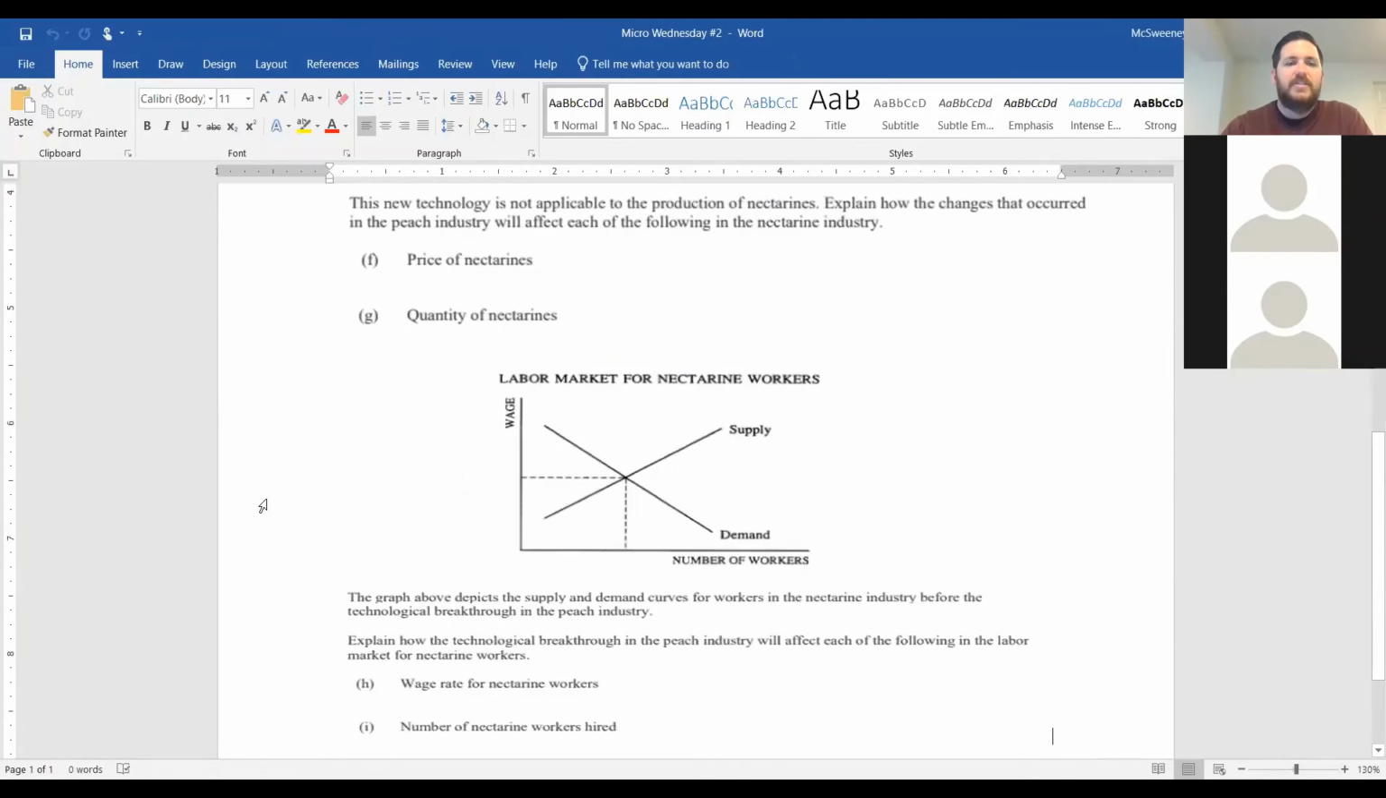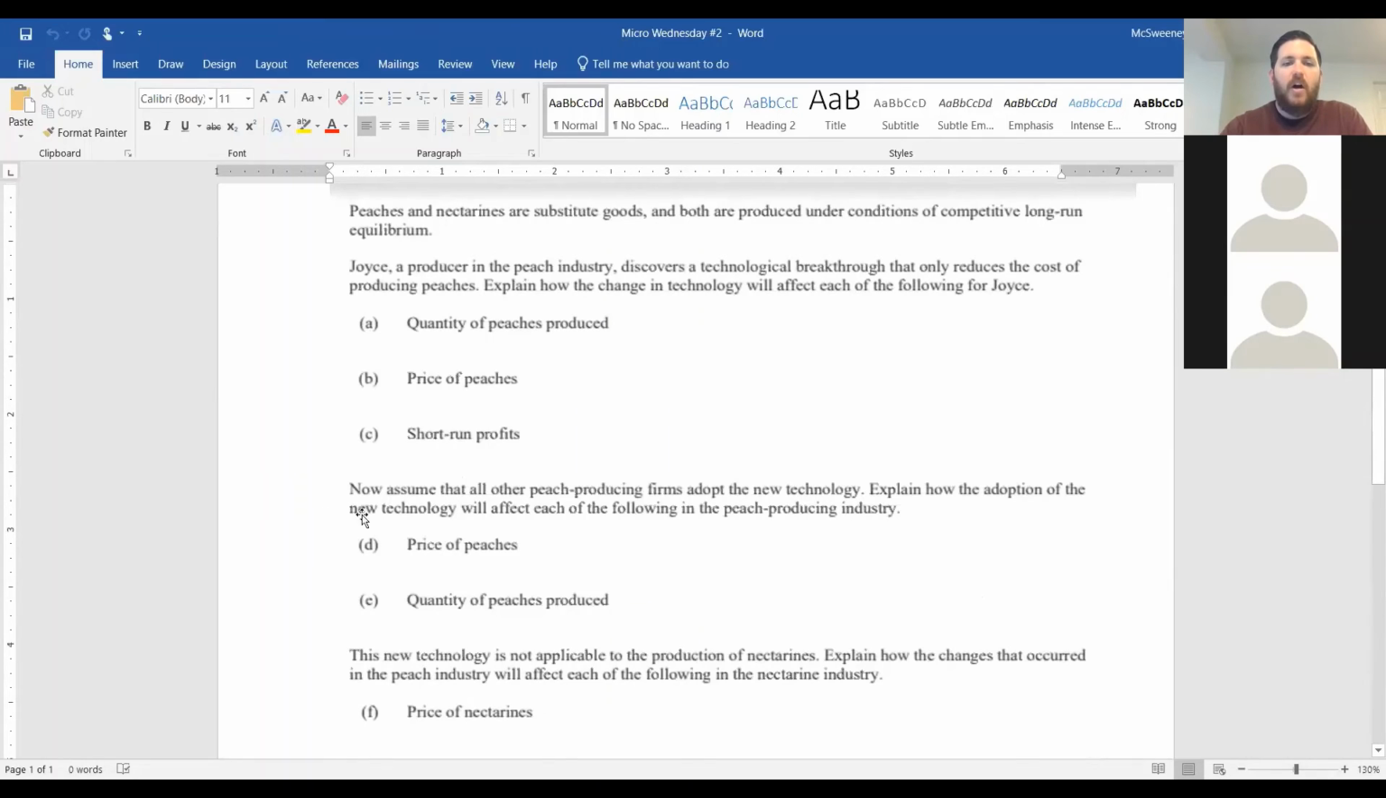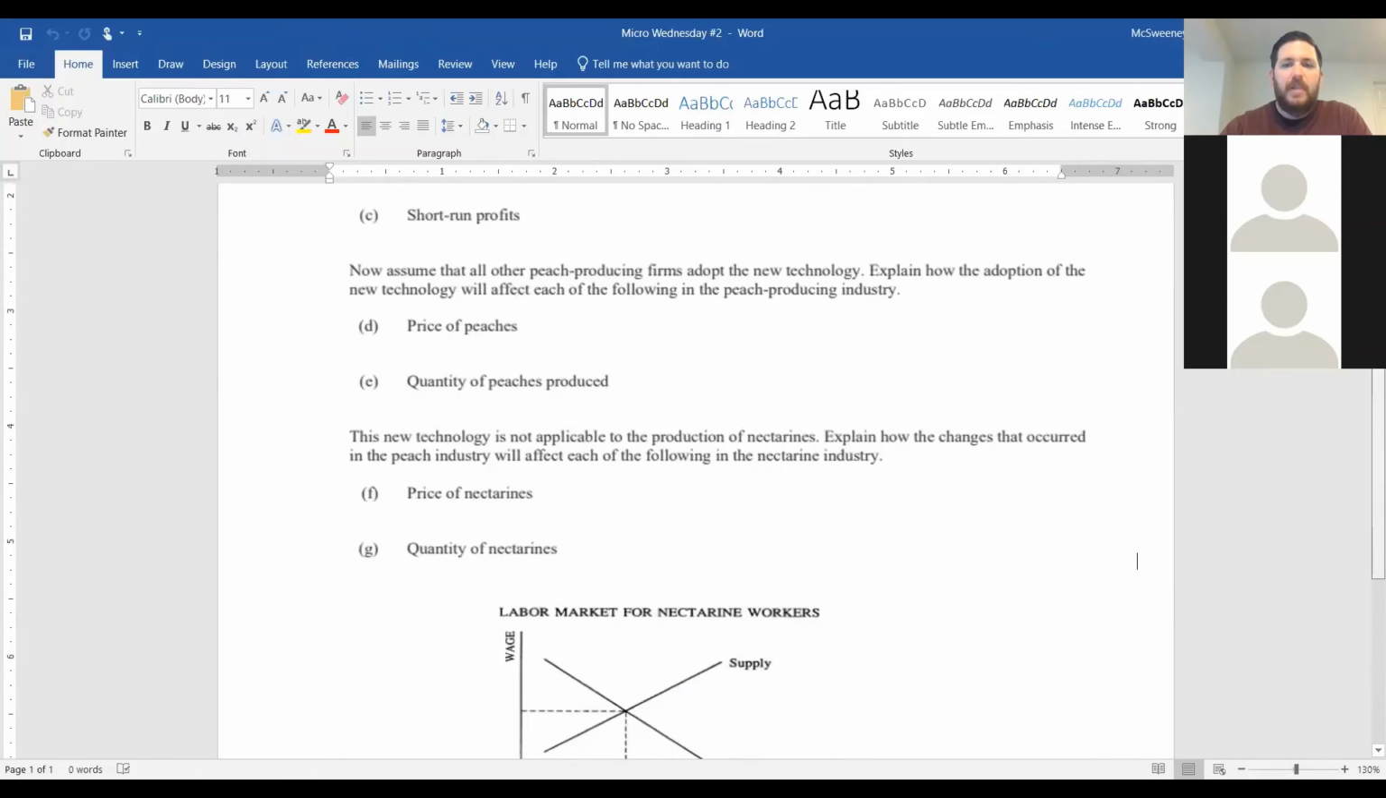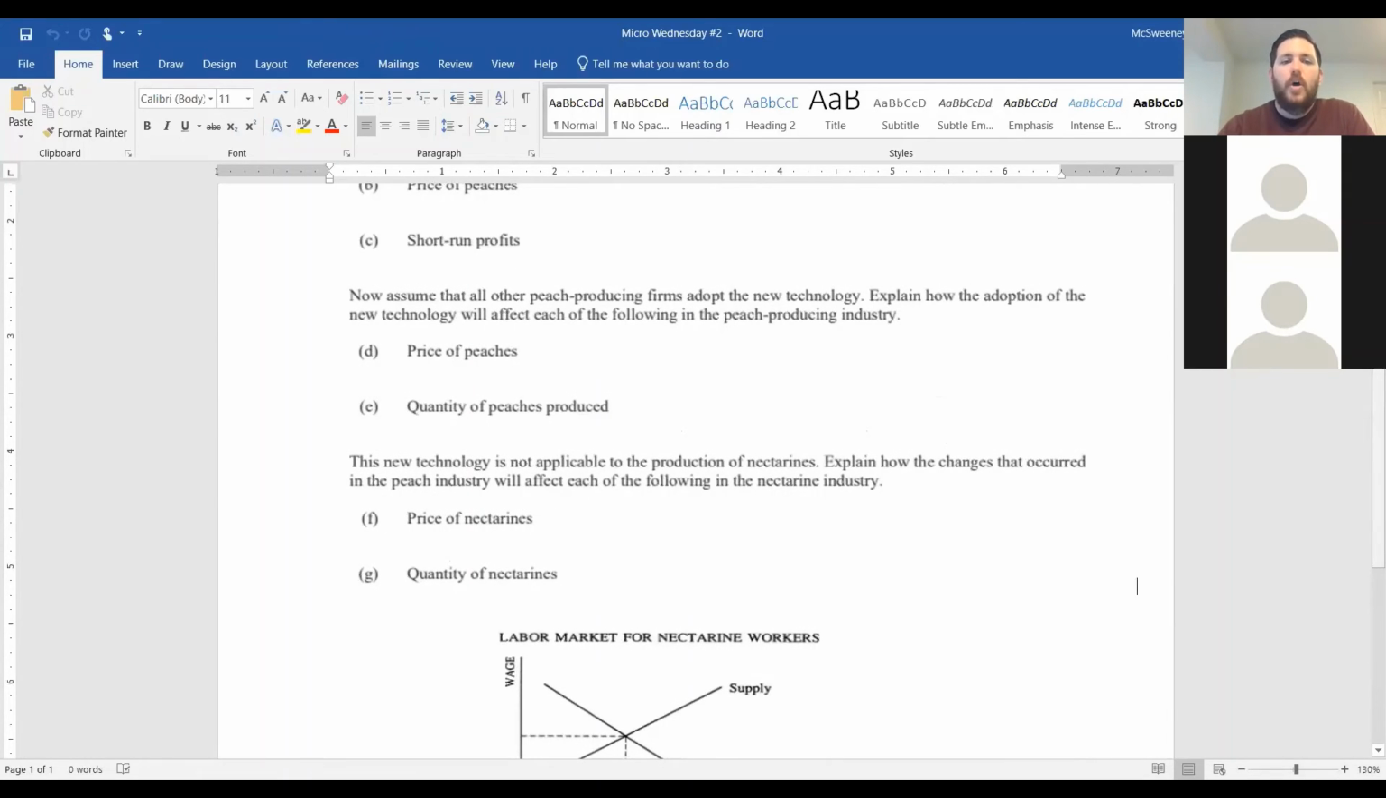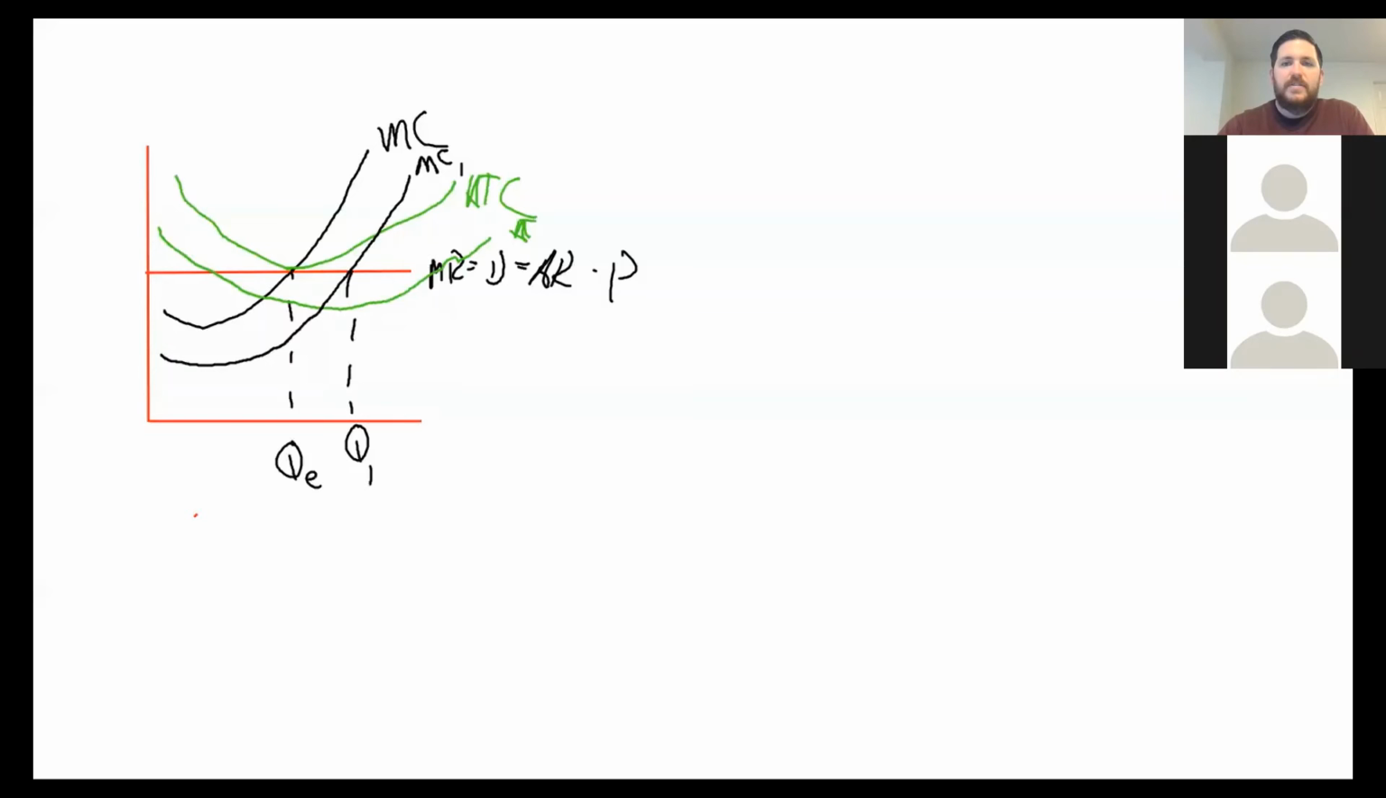D is saying, okay, now assume that all other peach producing firms adopt the new technology. Explain how the adoption of new technology will affect each of the following in the peach producing industry. Okay, so this is the entire industry now. All right, so we want to see the entire industry. So this is the one where supply and demand for the whole market is going to impact our graphs.